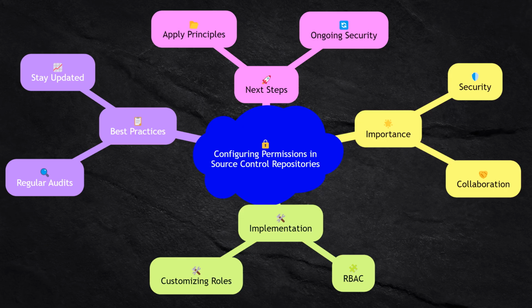Configuring permissions in source control repositories is a critical aspect of managing a secure and efficient development environment. By understanding the importance of permissions, implementing RBAC, customizing roles, and following best practices, teams can safeguard their codebase and enhance collaboration. The next steps involve applying these principles in your projects, conducting regular audits, and staying updated with the latest tools and practices to ensure ongoing security and efficiency.